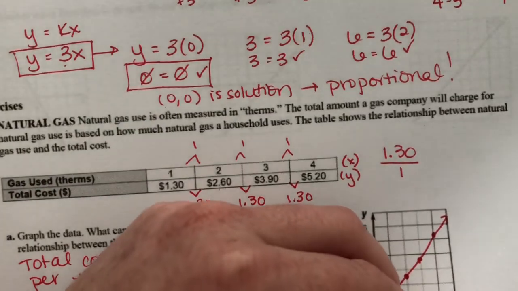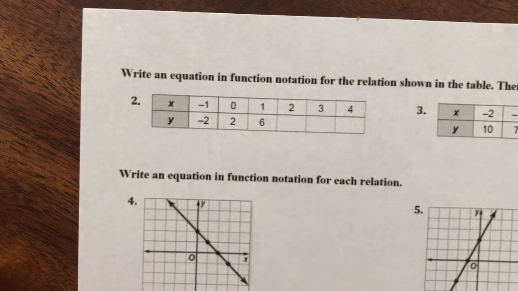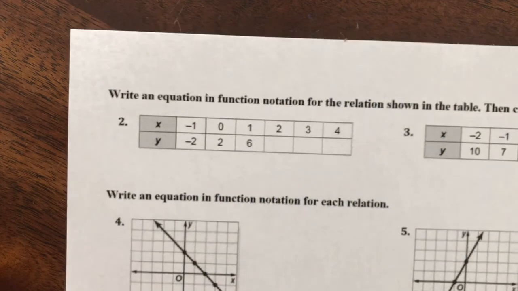Okay, and I am going to keep this all in one video. I have a second sheet here. Write an equation in function notation for the relation shown in the table, then complete the table.